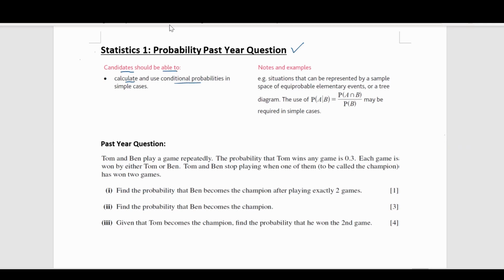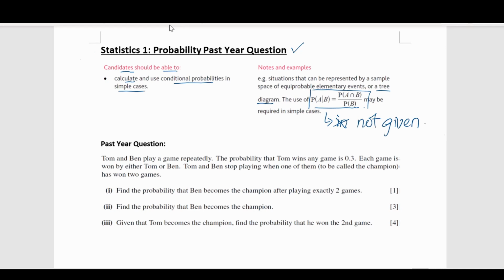calculate and use conditional probabilities in simple cases. Right, so for examples, we have to be able to use tree diagrams, and the use of this formula will be required. All right, so this is the conditional probability formula, which is not given during the exam. It's not given.